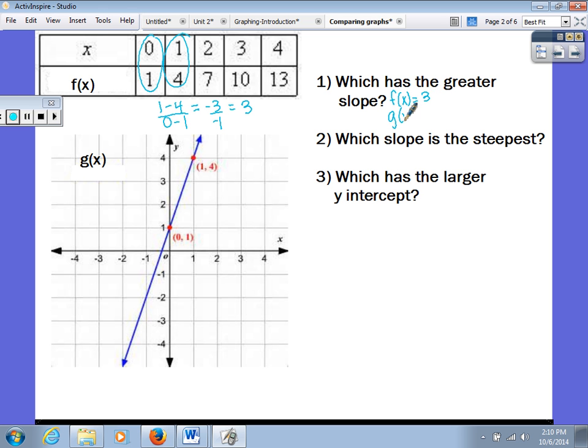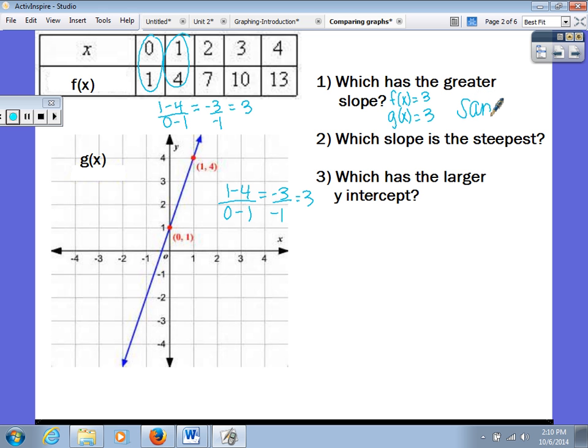All right, let's figure out what the slope is for g of x. What do I need to do again? I can do the same thing that I did up top. You just find 2 points, and then subtract your y's over your x's. So 1 minus 4 over what? 0 minus 1, then what? -3 over -1, which is 3. So what is my slope for g then? Which one's greater? They are the same.